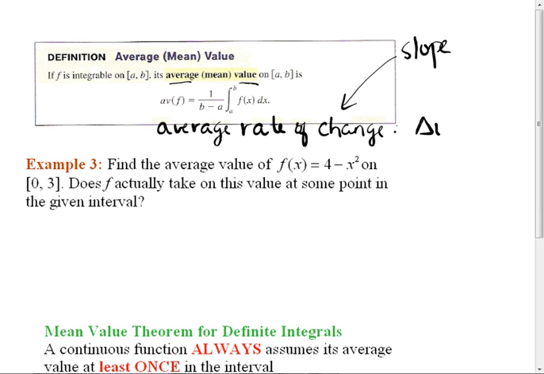Do you remember how to find the average between two endpoints? Change in y. I don't want the instantaneous, I want the average, over the change in x. Or you can write it f of b minus f of a over b minus a. It is related to that mean value theorem.